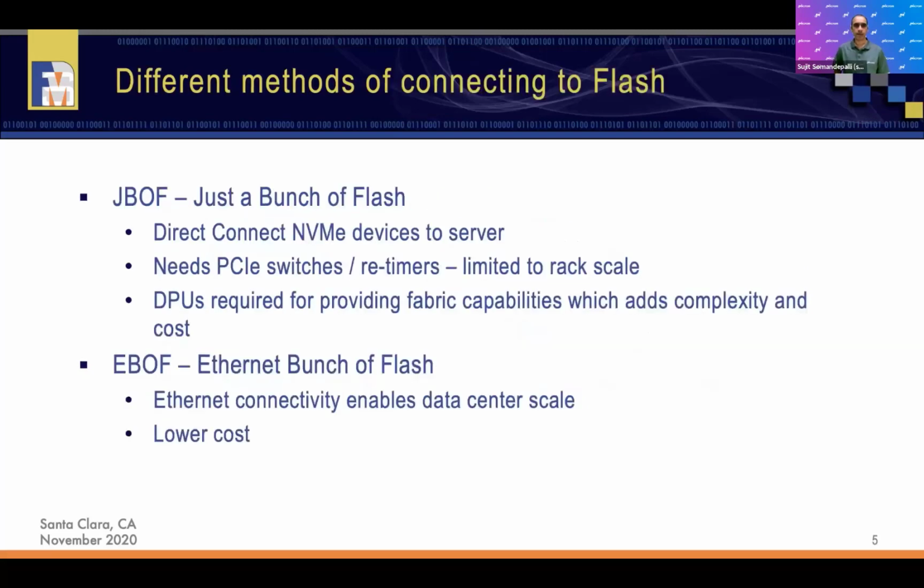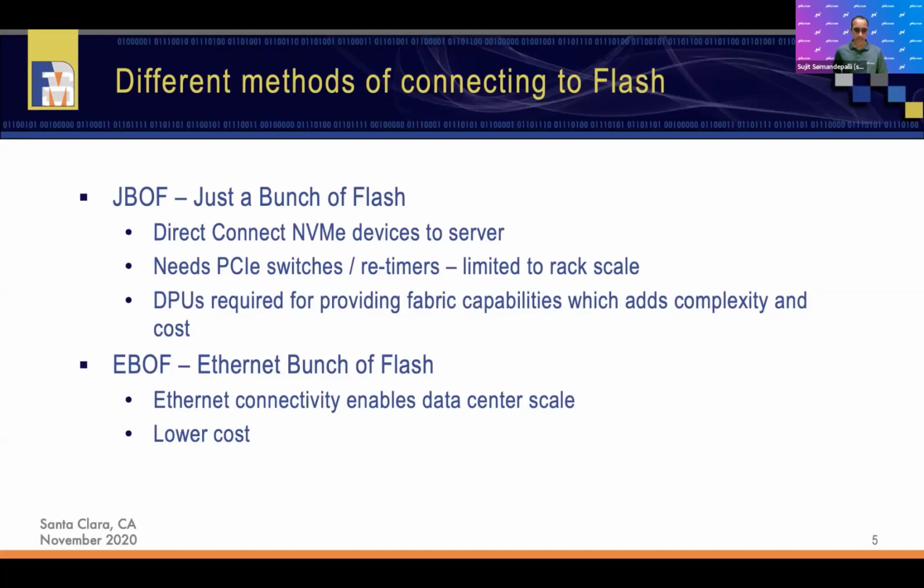There are many different ways of connecting Flash to your server. In this session, we will talk about the different ways of connecting Flash to your server using the Fabric. Just a bunch of Flash or JBOF allows you to scale storage across a data center using PCIe switches to fan out your SSDs. An EBOF or Ethernet bunch of Flash allows you to fan out your SSDs using Ethernet switching. EBOFs typically have lower cost due to the advantage of Ethernet switch networks, which are simpler and cheaper, compared to the complicated PCIe networks that require specialized switches and retimers and other hardware.